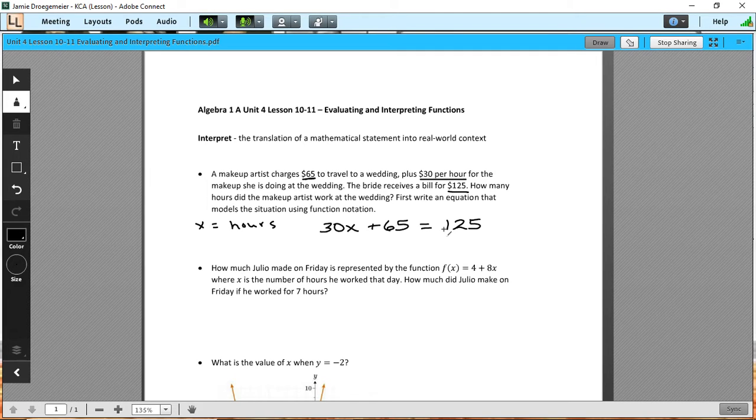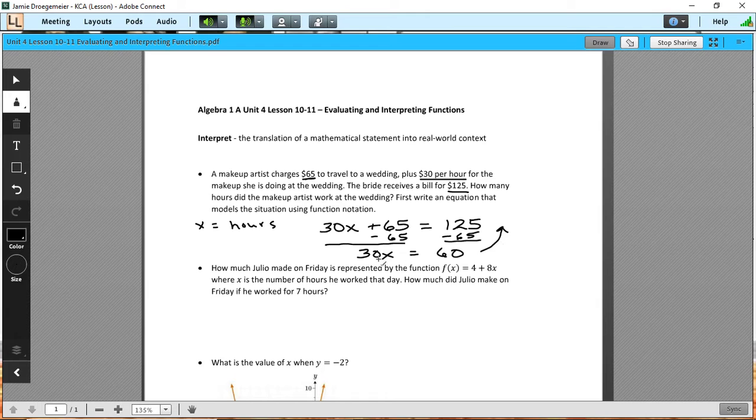All right, and so at this point then, we have an equation. We can solve this equation for X to find the number of hours. In solving this equation, we want to get that variable by itself. We want to isolate it. So my first step here would be to undo that addition by 65. So I'm going to subtract 65 from each side, because if I do it to one side of the equation, I have to do it to the other. That leaves me with 30x on this side. On my right side, 125 minus 65 is 60. And so now I know that 30x equals 60. 30 times x equals 60.